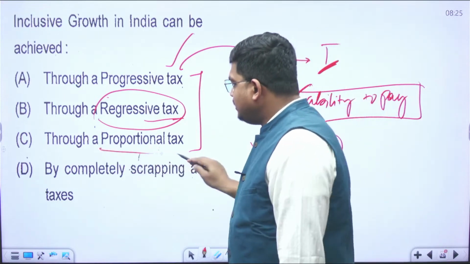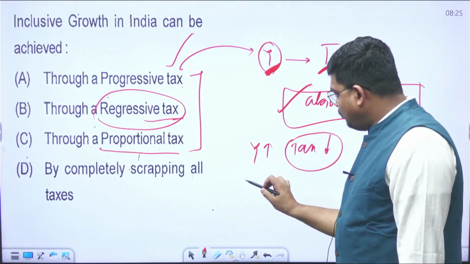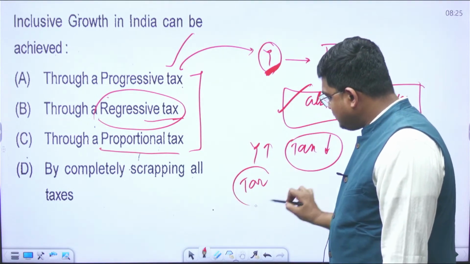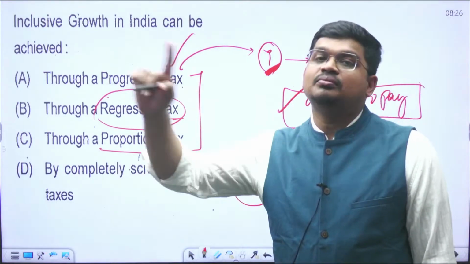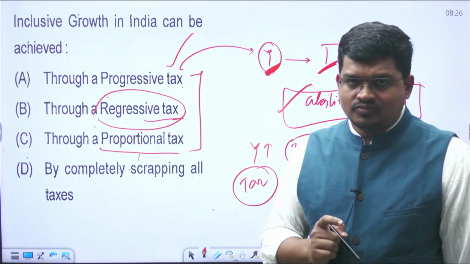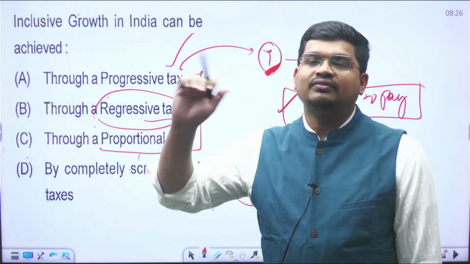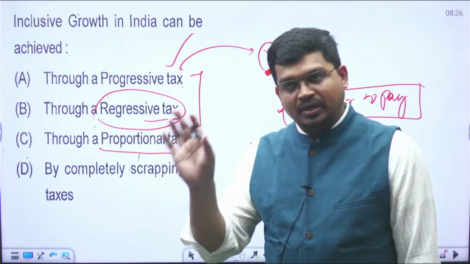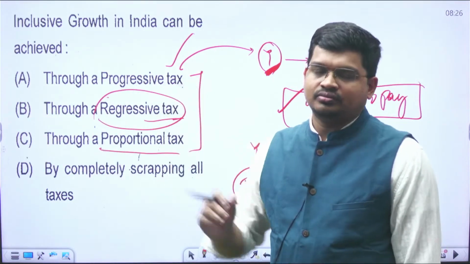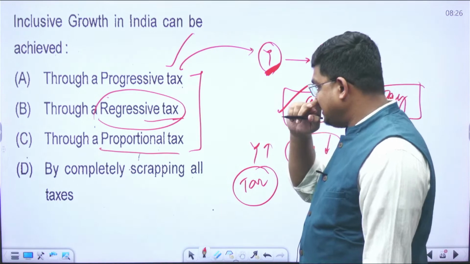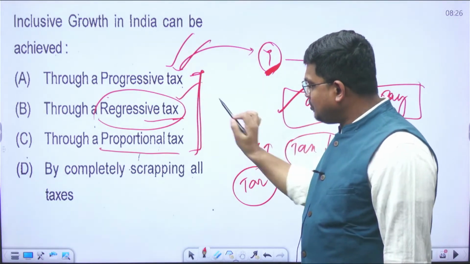Proportional tax is one simple kind of tax for all income brackets. Suppose 10% flat tax is collected for every income group. So Ambani, rickshaw puller, XYZ, everyone pays 10% of their income. So that is proportional tax. Okay, so 3 types of taxes are there: progressive, regressive, proportional tax.